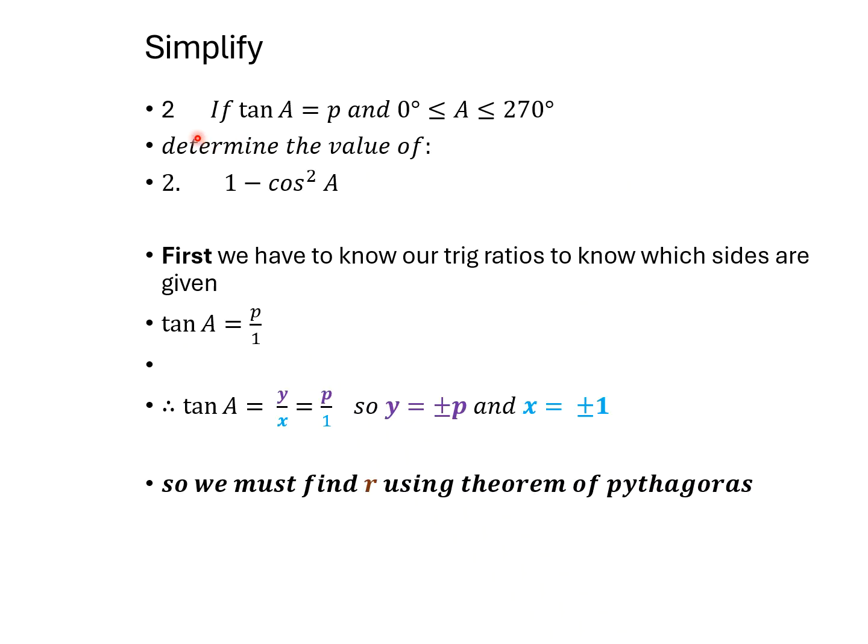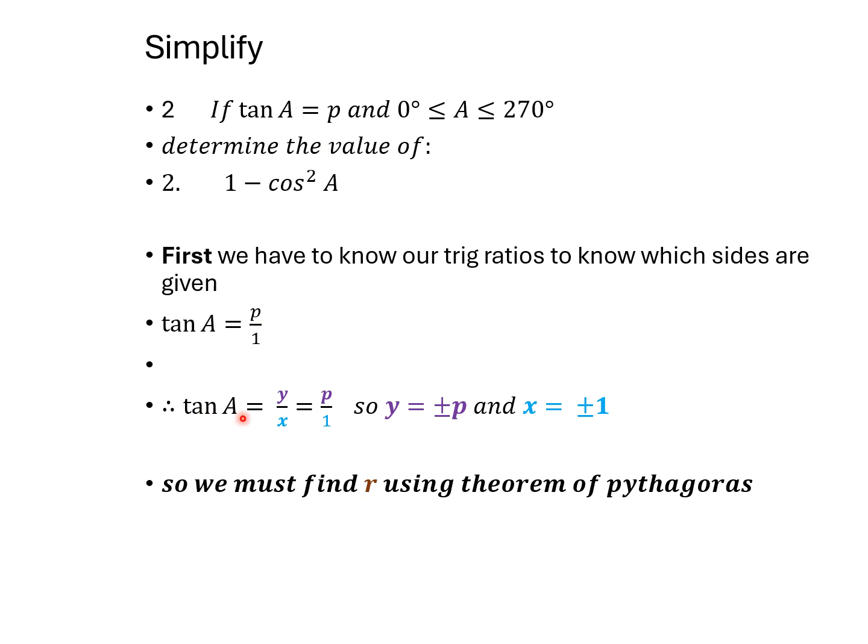So number 2, and this one is a favorite we used to catch you out with. If tan A equal P and the angle A is less than or equal to 270 and greater than equal to 0, determine the value of 1 minus cos squared A. So again, our trig ratio, we need to know, although I've written P, there's an invisible 1 involved here, right? So I can write it as P over 1.